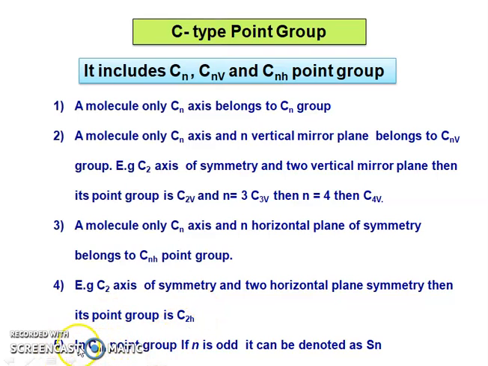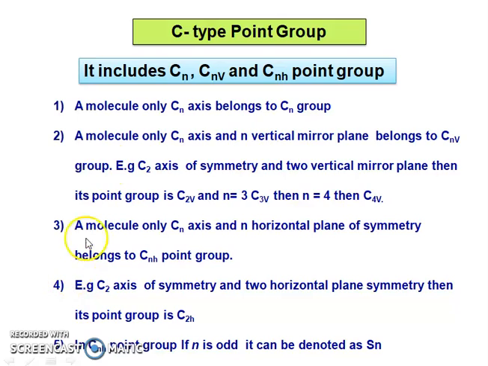Next point we will see: in the Cnh point group, if n is odd, it can be denoted as an Sn axis. So they said that if it is a Cnh point group and n is odd, then it can be denoted as an Sn axis. That is, Cn is denoted as an Sn axis. So this is the information.